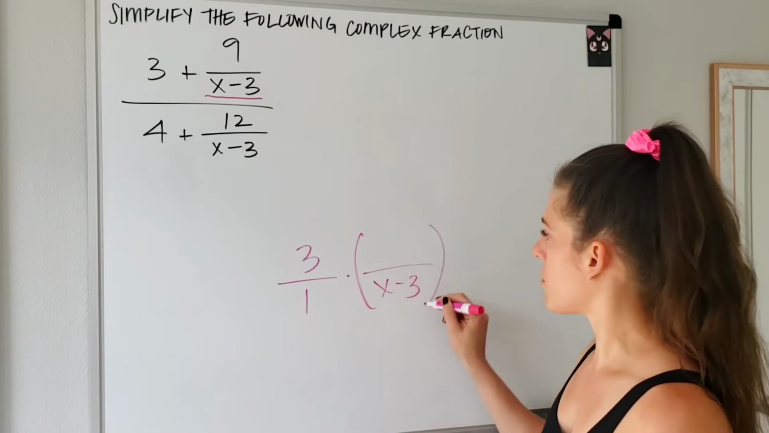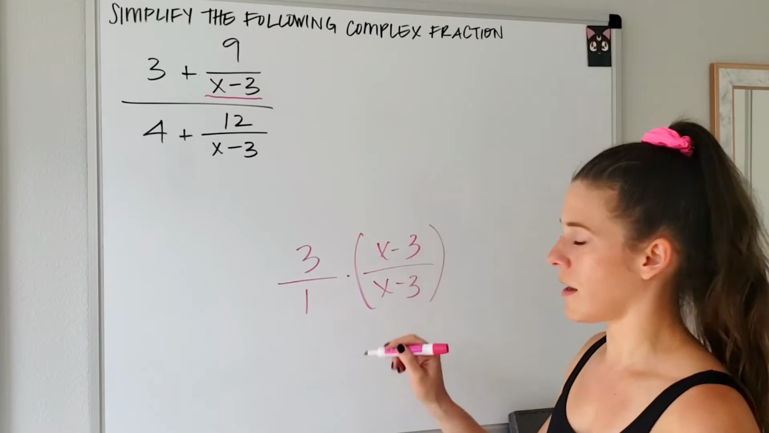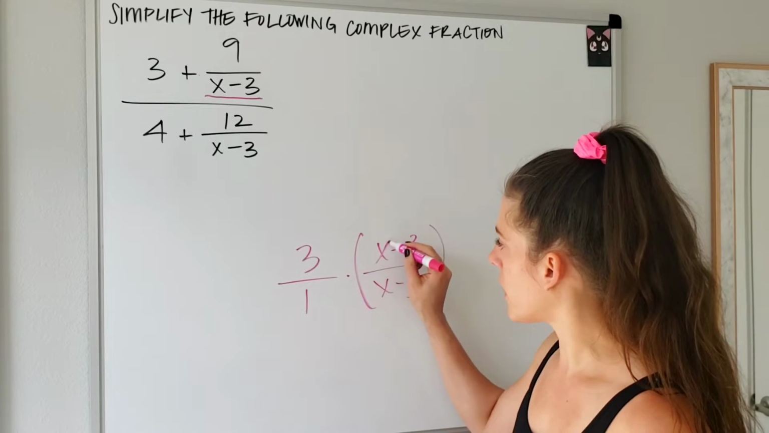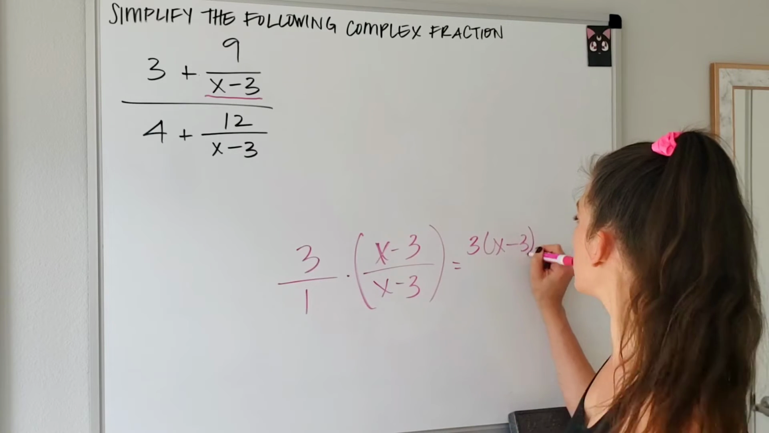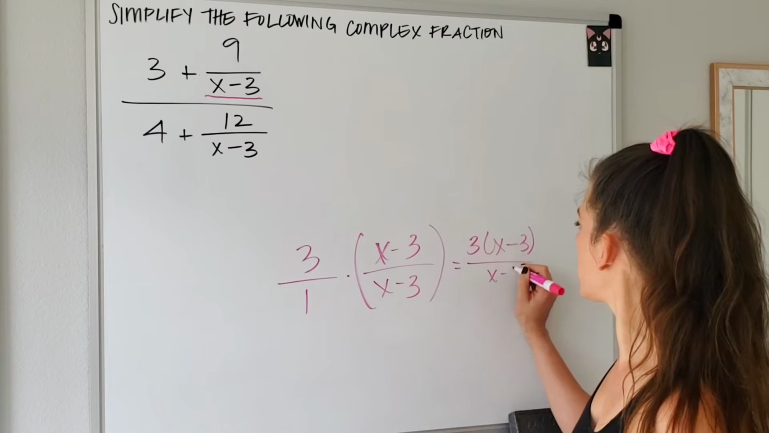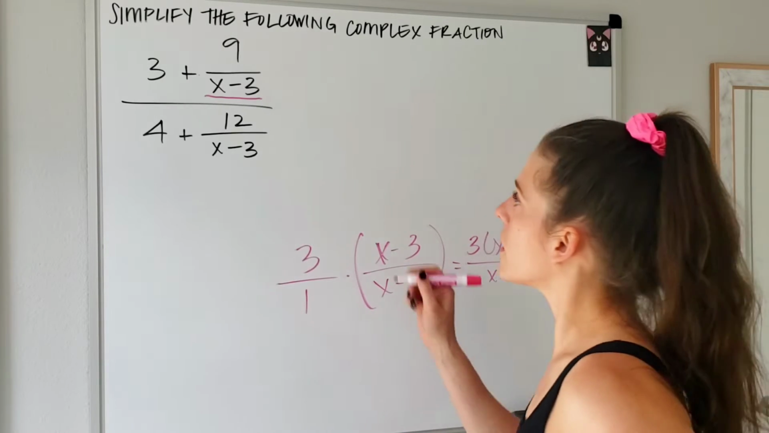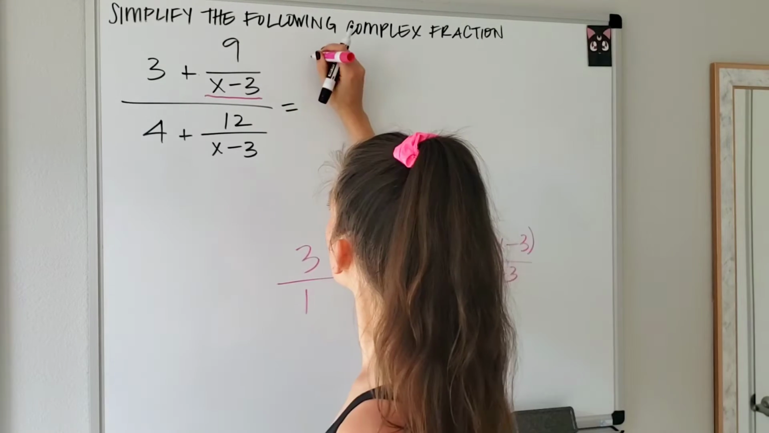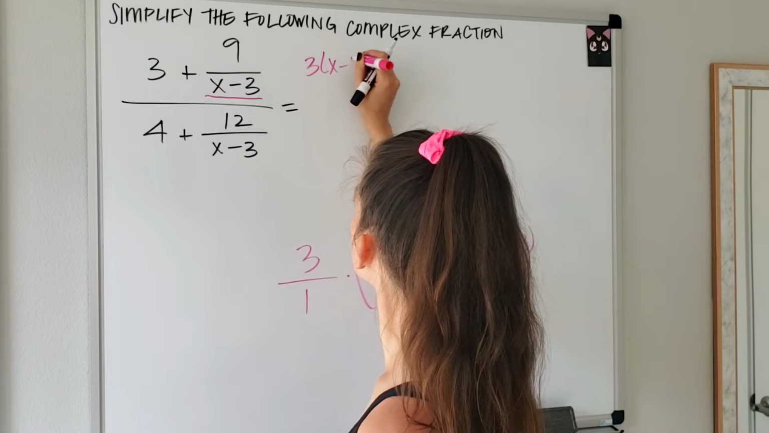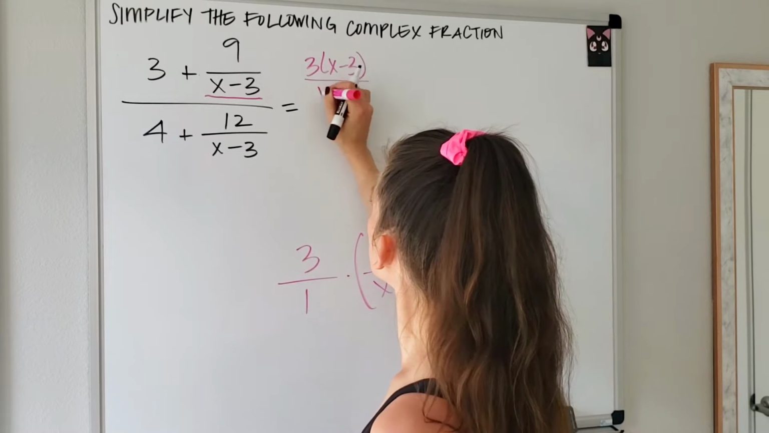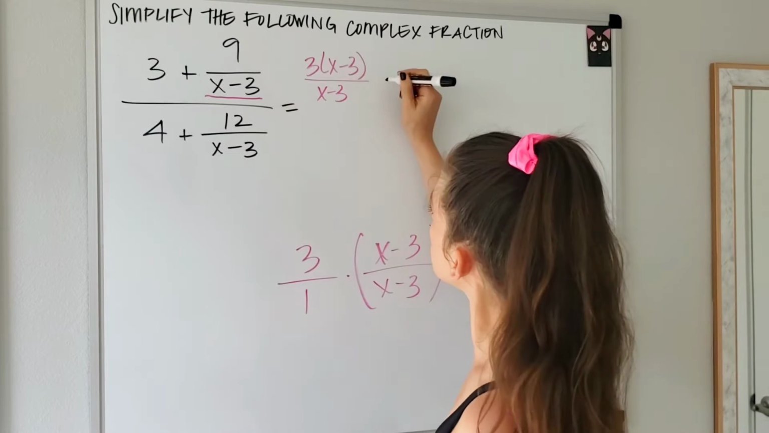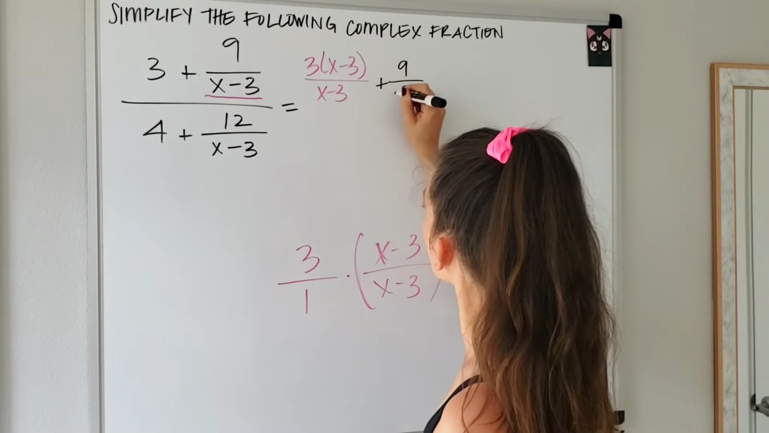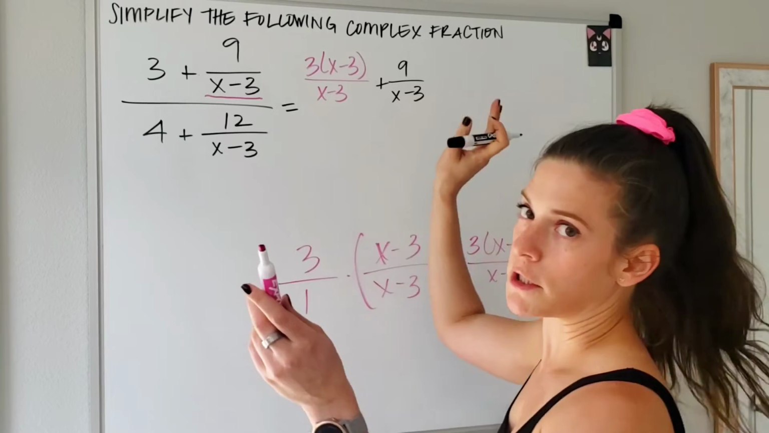Well, we can multiply 3 by 1, which would just be x minus 3 over x minus 3. So that would give us 3 times x minus 3 over our common denominator. That gives us 3 times x minus 3 all over x minus 3, and then plus that 9 over x minus 3, which we have done nothing with.